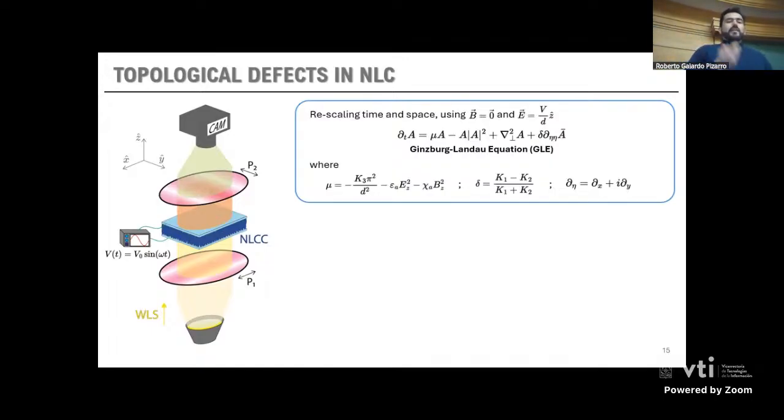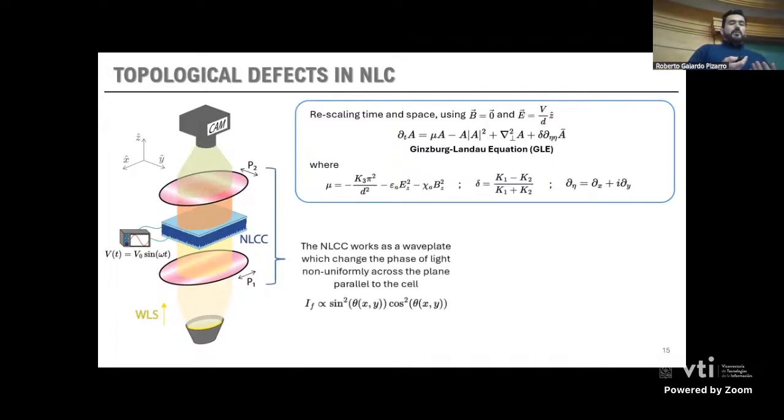So the idea is that in this setup, we will observe the nanomaterial crystal cell will work as a wave plate, which non-uniformly changes the phase of the light in different points of the system. And this intensity in different points of the plane parallel to the nanomaterial crystal cell will give us information about how the molecules are oriented in different points.